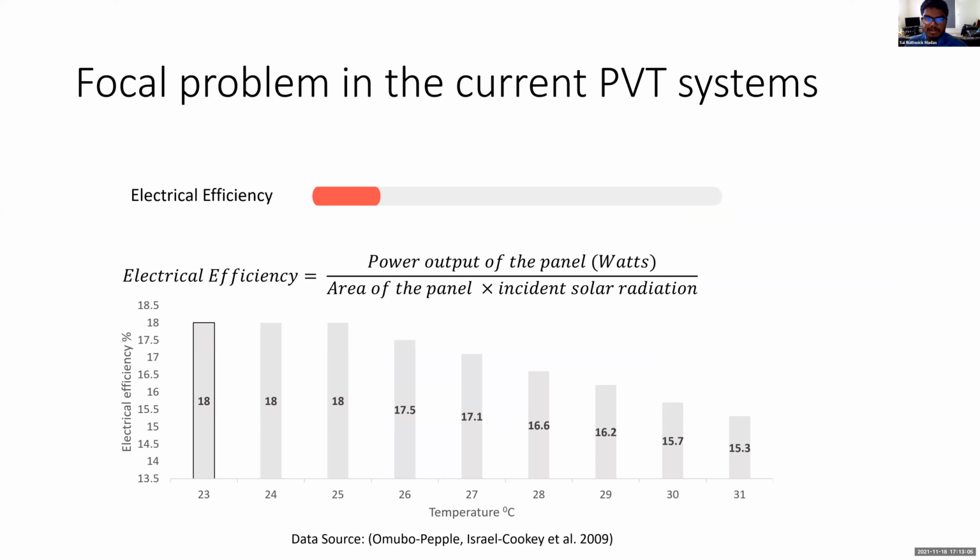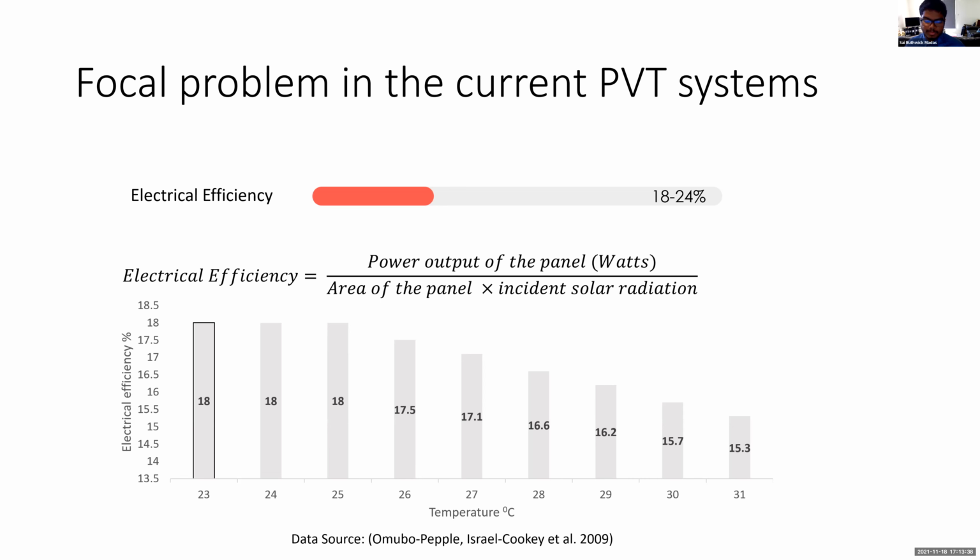So the electrical efficiency of a photovoltaic panel represents the electrical output of the panel given by area of the panel into the incident solar radiation. In general terms, it can be said as the amount of incident solar radiation that a panel can convert into useful electrical power. In the current conditions with the current technology, a typical PV panel has an electrical efficiency of about 18 to 24% only.